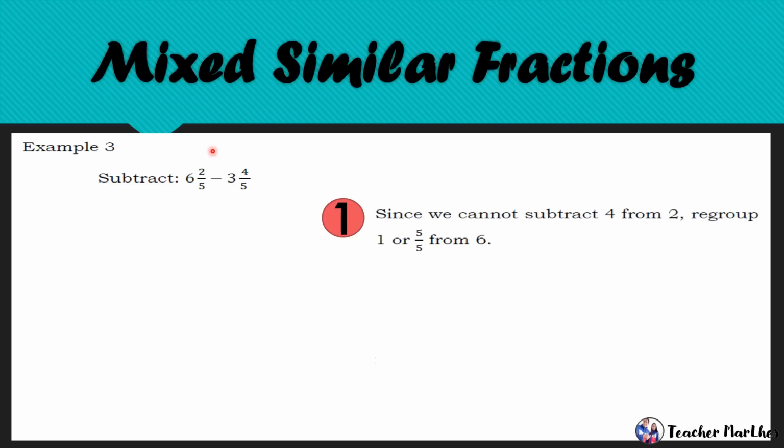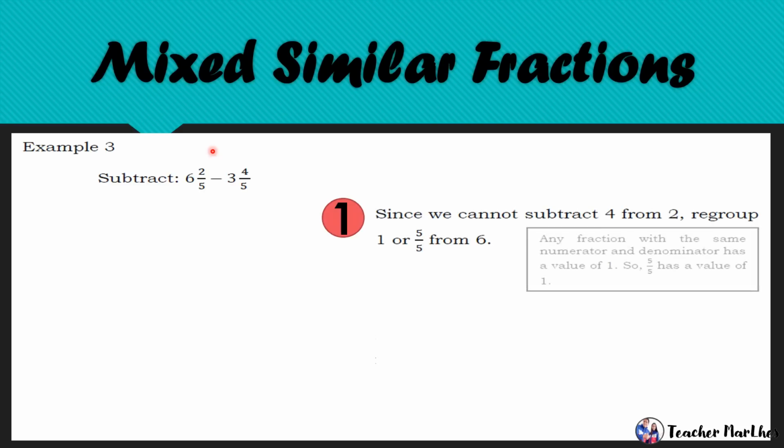Okay, step 1, since we cannot subtract 4 from 2, regroup 1 or 5/5 from 6. Any fraction with the same numerator and denominator has a value of 1. So, 5/5 has a value of 1. So, magbaborrow tayo ng isa dito sa 6, magiging siyang 5. So, ang idadagdag natin dito sa 2/5 ay 5/5 since ang denominator ay 5.